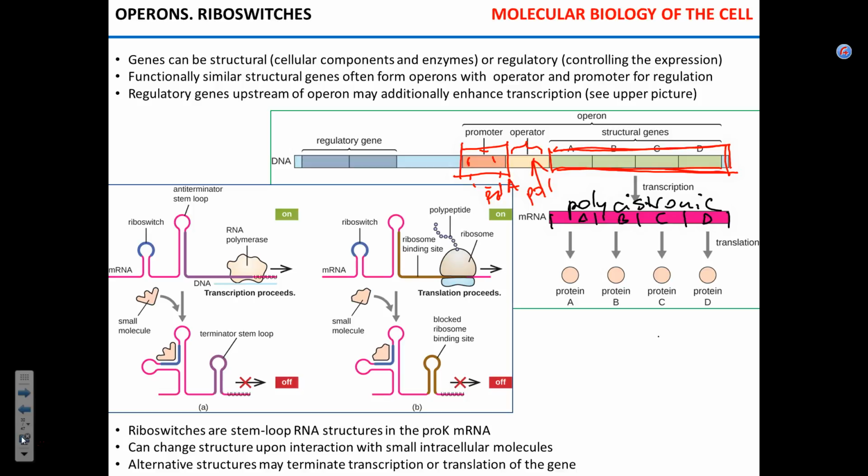You see that? And then during translation here, they produce separate proteins, because each protein now has a start and stop codon. The sequence of each protein in the mRNA starts with AUG and ends with a stop codon. Does that make sense?